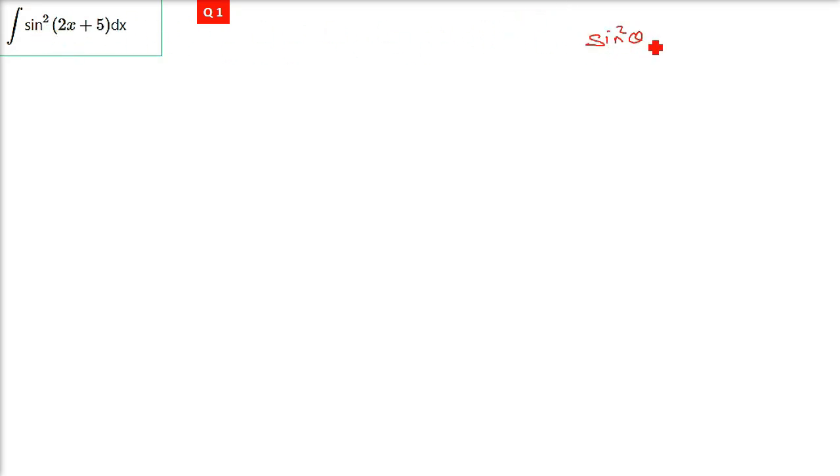So this sin square 2x plus 5, you know that sin square theta is 1 minus cos 2 theta by 2. Cos square questions will also come. Sin square x by 2, cos square x by 2, all is going to come. So just remember this formula: sin square theta is 1 minus cos 2 theta by 2.